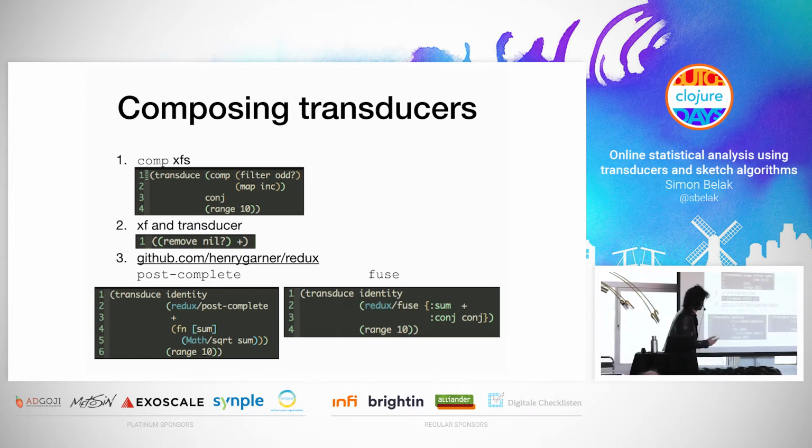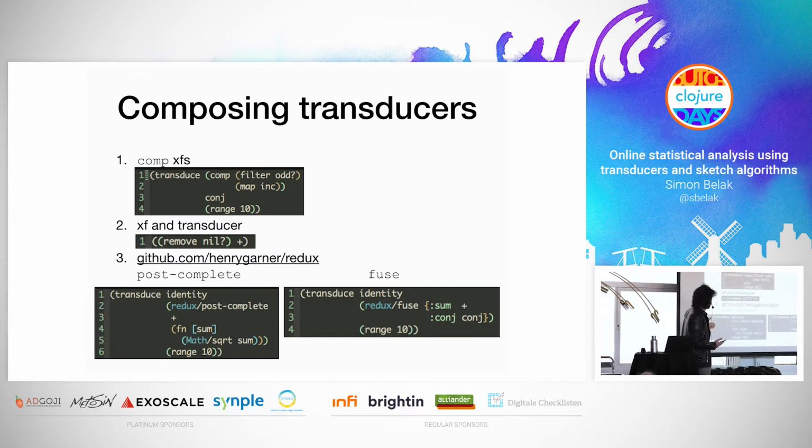And that turns out to be a useful property if you then move to the third thing we can do, which is use some more libraries to get more power into how we can compose our transducers. Here, the one I very much like is by Harry Granger. It's called Redux, and it brings a couple of different ways of composing transducers, but the two that I've used the most are post-complete and fuse.